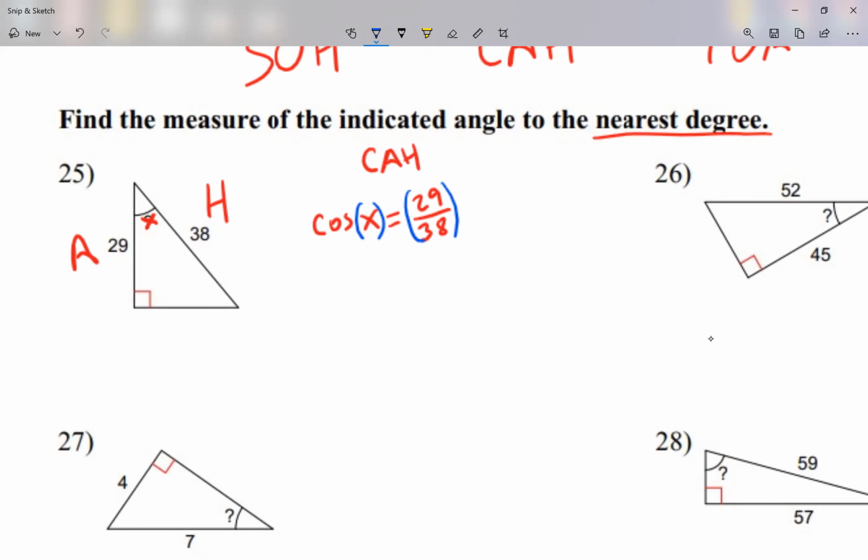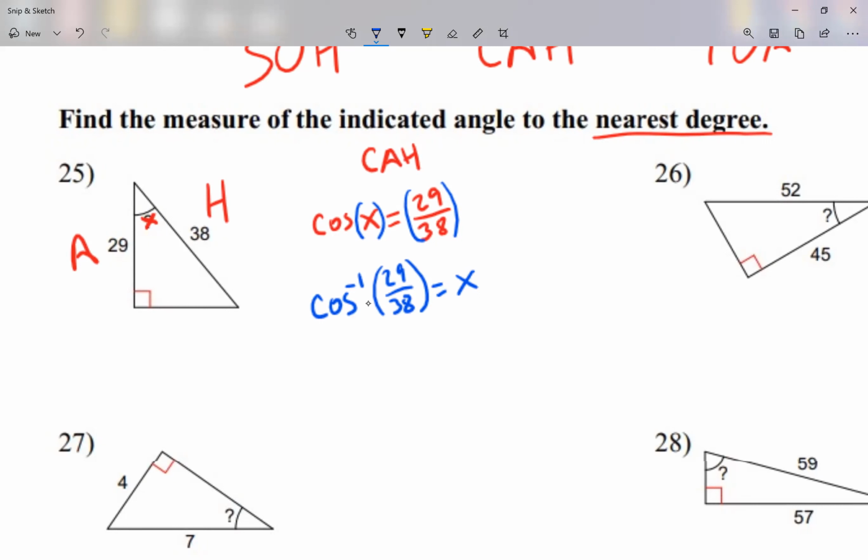The only thing is that because I'm going to break cosine of X, my X and my fraction are going to switch places, but instead of calling it cosine, I'm going to call this cosine inverse. I'm going to use that -1 as an exponent. It is not -1 as an exponent. It's just the way we're going to write this, but we're going to read that as cosine inverse of 29 over 38 is equal to X. So the X and the fraction switch places, but instead of cosine, I'm going to call this cosine inverse.